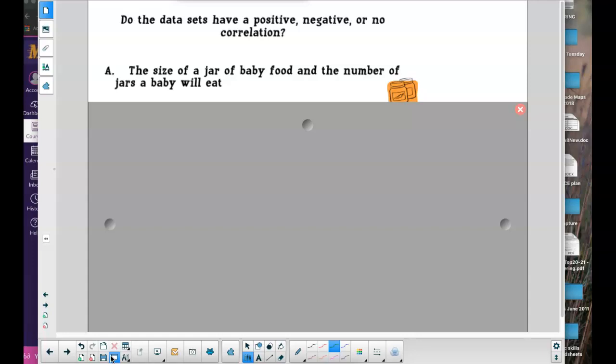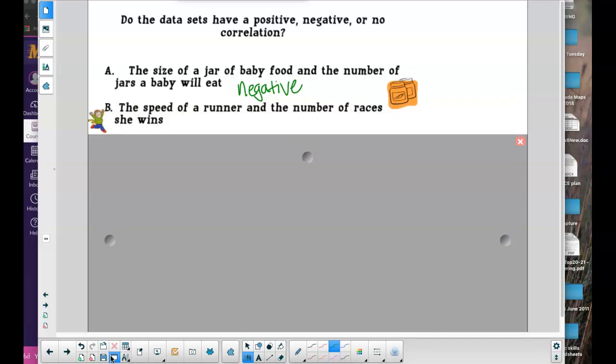It went down. When they go in opposite directions, is that positive, negative, or no correlation? Negative. So we would say this is negative correlation. So write that down. One goes up, the other goes down, that's negative. Okay, how about this one?